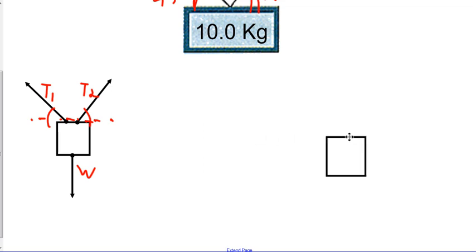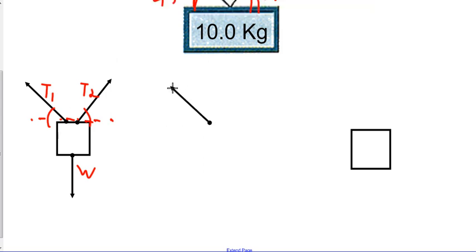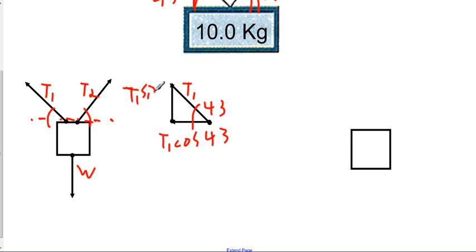To be able to form our second free body diagram, we need to change these non-perpendicular vectors into perpendicular components. So we'll start with this one, with our T1. If this is our non-perpendicular vector, that means we have a vector going west or going left, and we have a vector going north or a vector going up. We know this angle to be 43 degrees. We know that this is going to be T1, which means that if we're looking for this horizontal component, we need to use the cosine. So this is going to be T1 cosine 43. And if we're looking for our vertical component here, we're going to use sine. So this is going to be T1 sine 43 degrees.